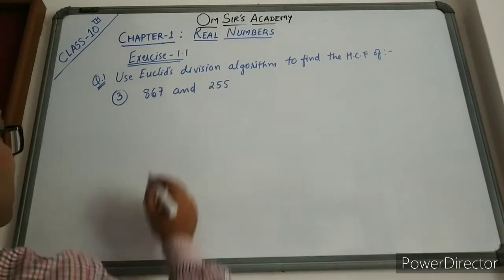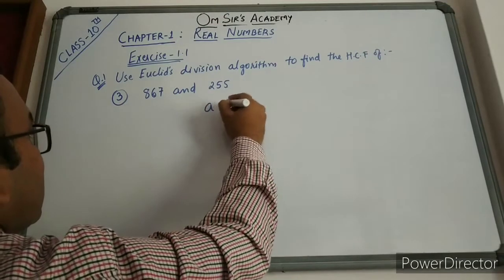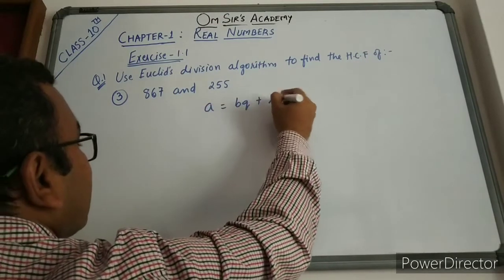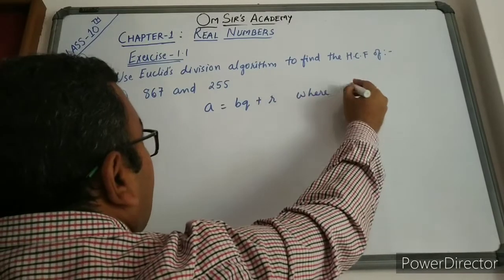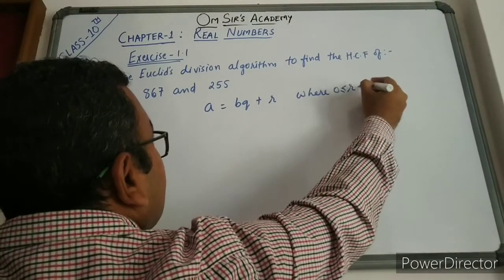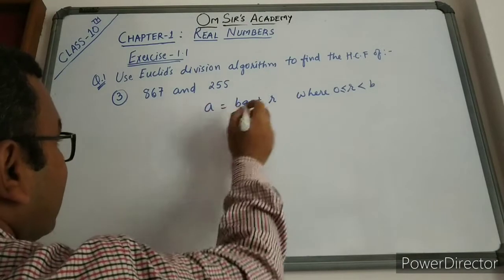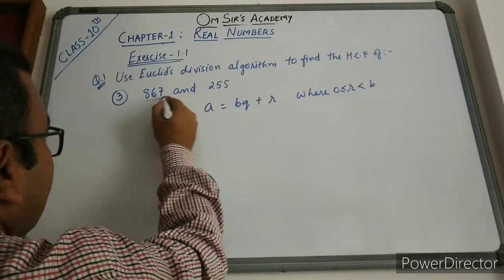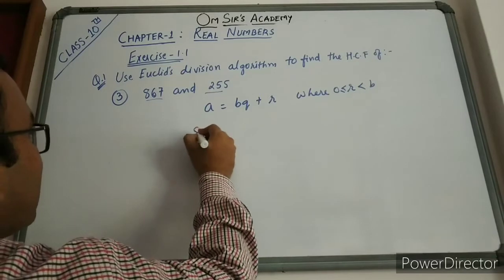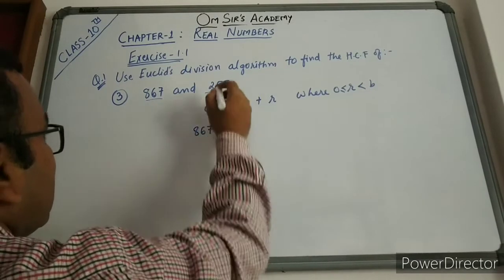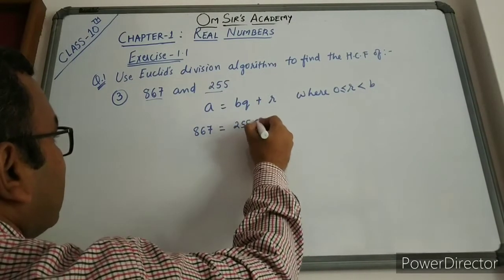Okay, so which one is greater? First of all, write the concept where R is greater than or equal to 0 and less than B. As per Euclid's division algorithm, this was the concept. And what is the greater number out of these two? 867, that will be taken as A. This will be B.